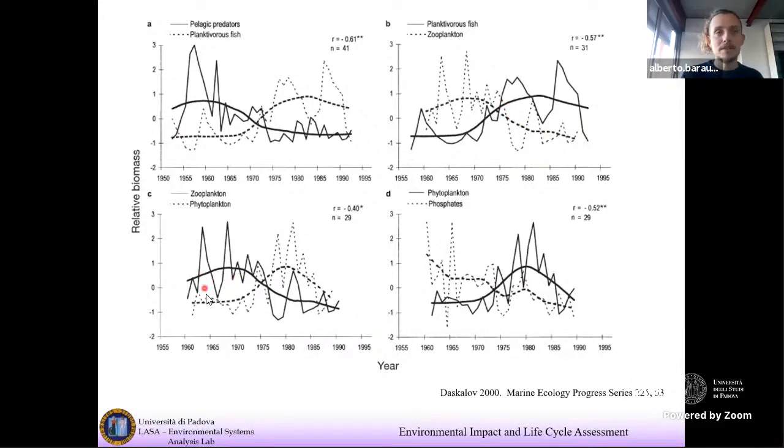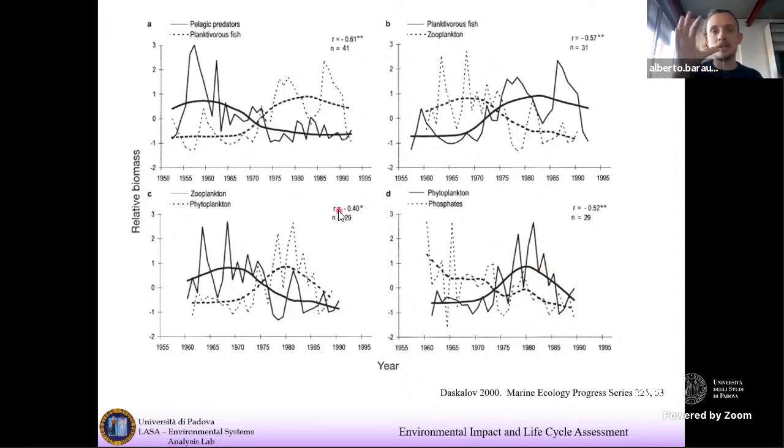And you see that in response, phytoplankton, the dashed line here, went up because zooplankton, the continuous line, decreased in abundance. So there was more phytoplankton. And in the final plot, you see the phosphates, which are nutrients needed by phytoplankton to grow. Phosphates dissolved in water went down over time, also because of the increase of phytoplankton.